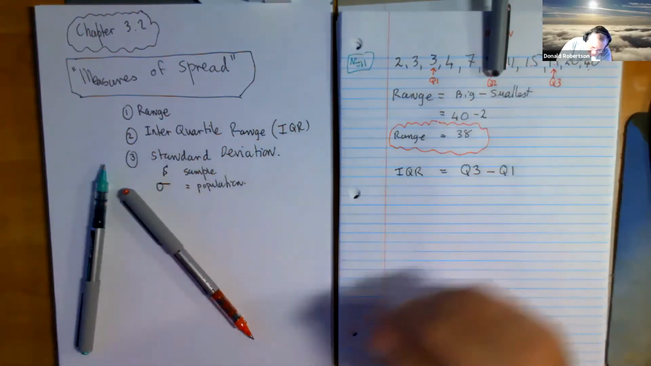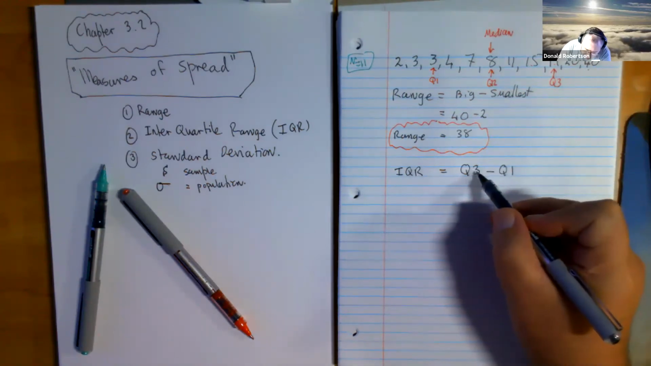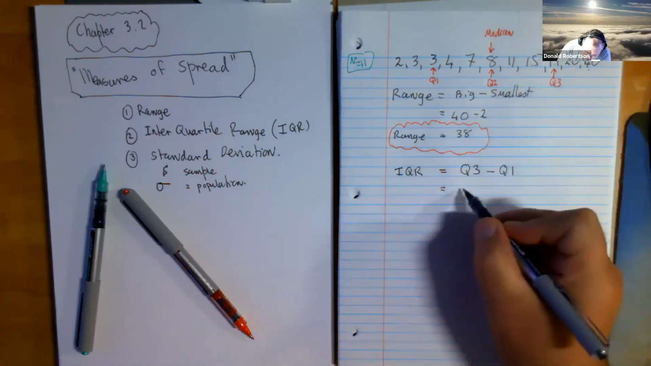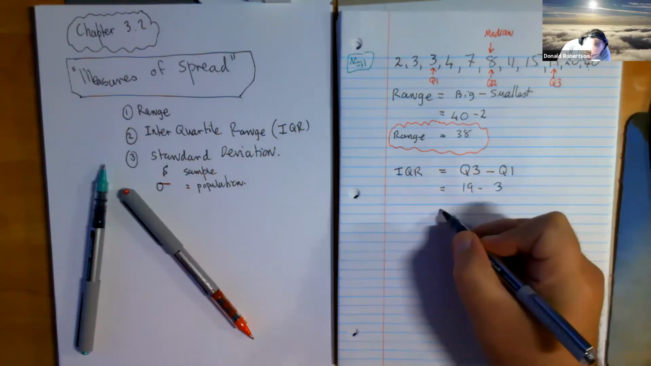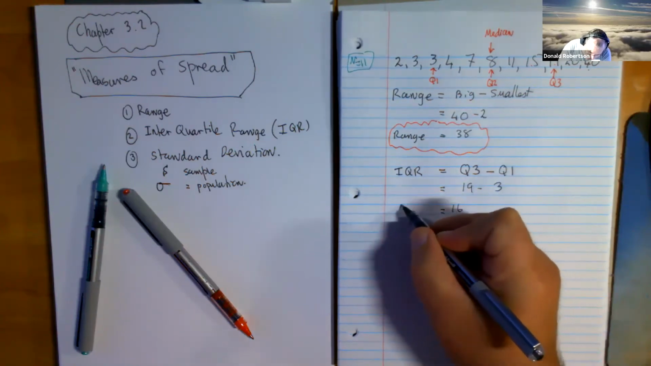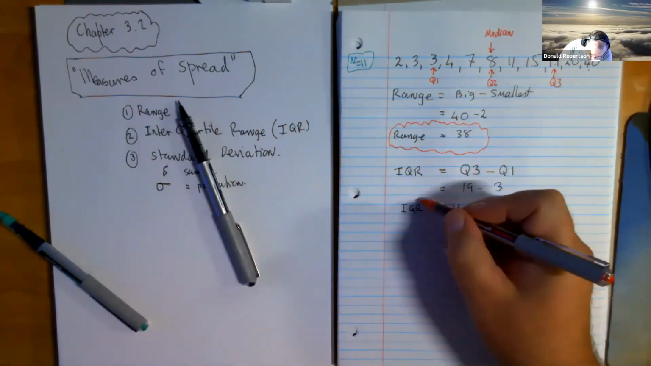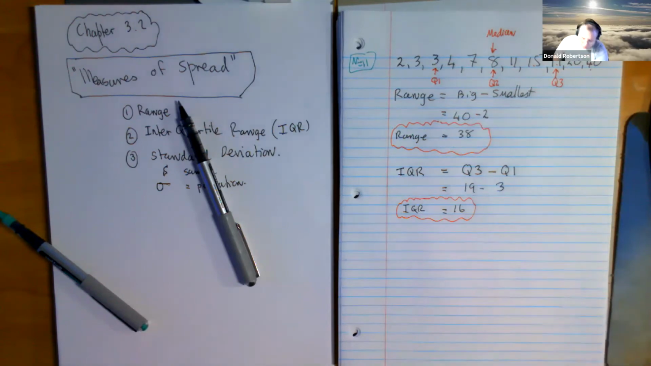So you want to calculate the interquartile range. You get Q3, take away Q1. Q3 happens to be 19, and Q1 happens to be 3. And so the interquartile range in this question would be 16.